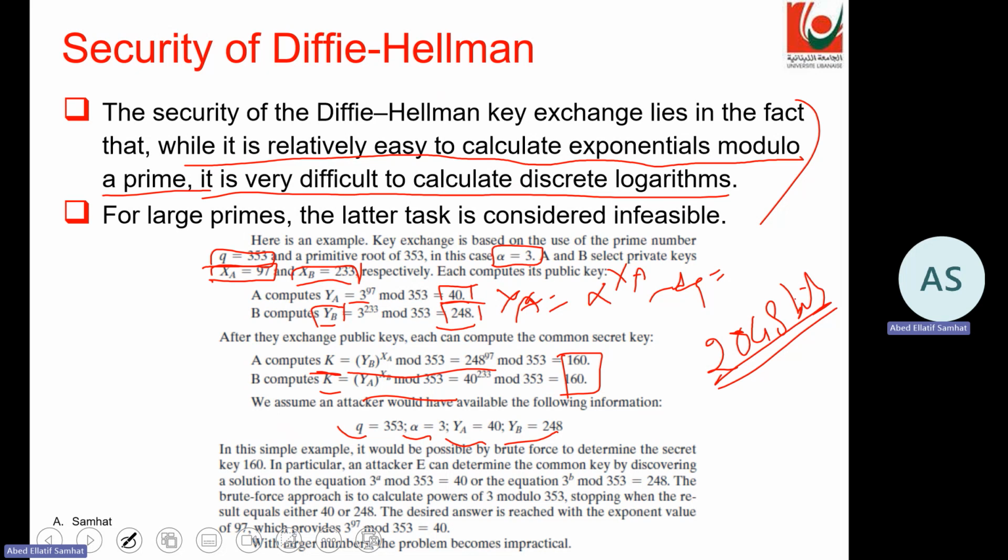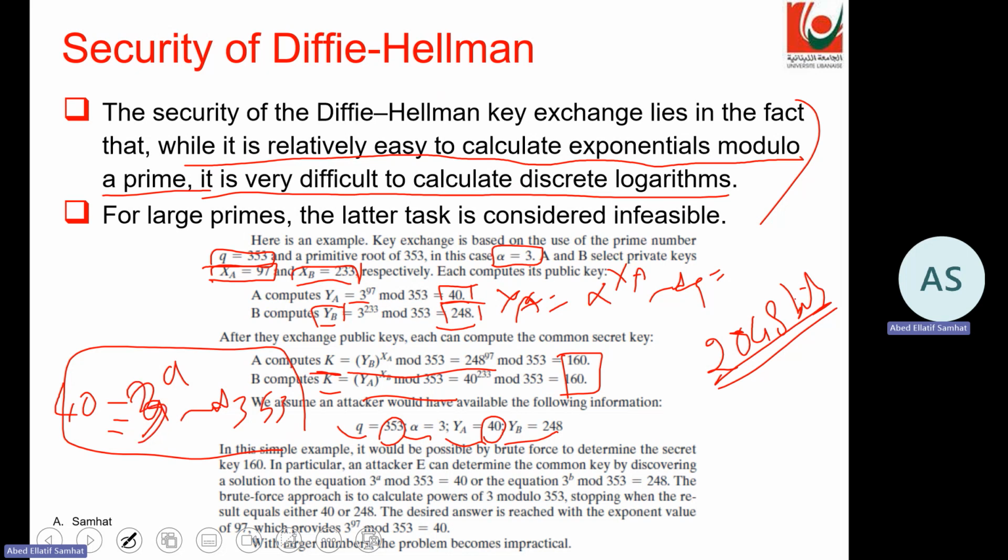Let's see how the attacker would discover the solution. The attacker would assume that he knows 40, and he knows Q. So he will try to find the value A such that 3 to the power A is equal to 40 mod 353. This is the discrete logarithm problem. In this case, the attacker will try all values of A in order to reach the right equation.